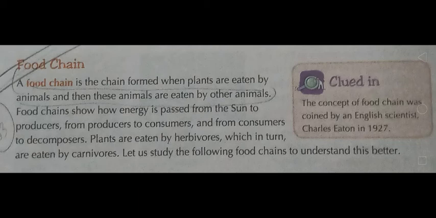A food chain shows how energy is passed down from the sun to the producer, from the producer to the consumer, and from the consumer to the decomposer. So the food chain is the method which shows how energy is transferred from the sun. Now why the sun? Because we all know that during photosynthesis, for preparing food, plants use the energy from the sun. So the energy from the sun passes to the plant, then to herbivores, then to carnivores. Then when carnivores die, it passes to decomposers as well.